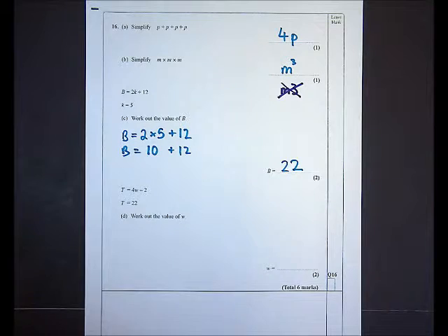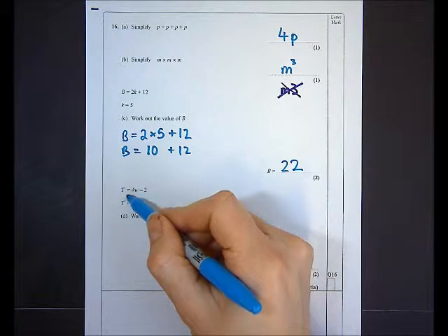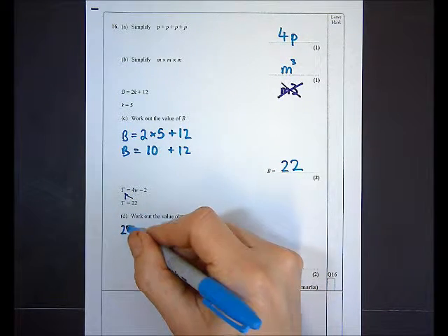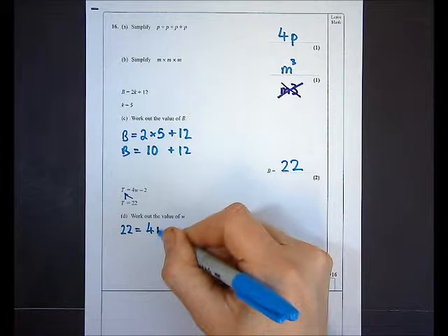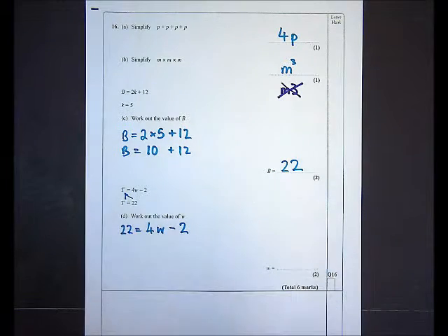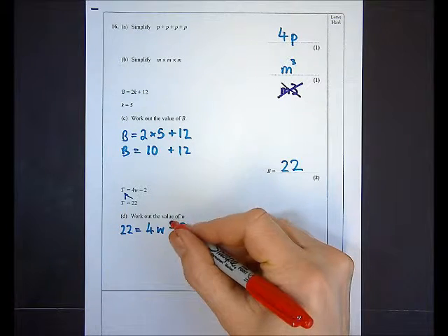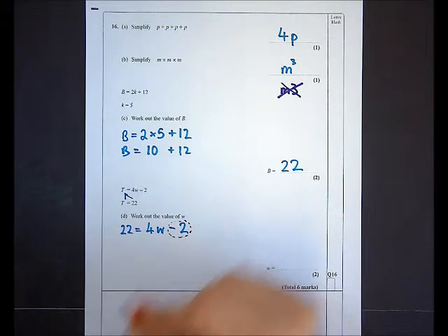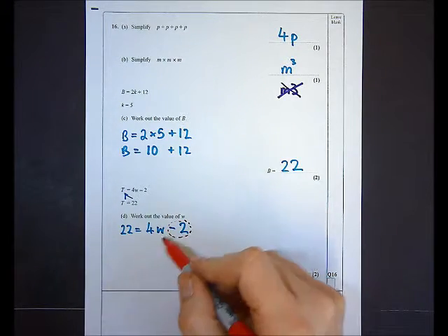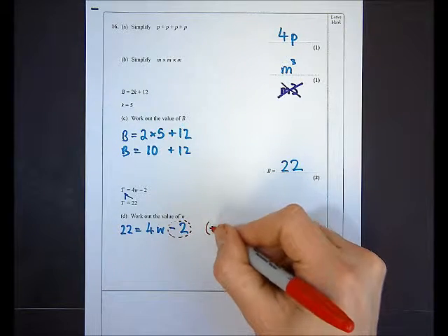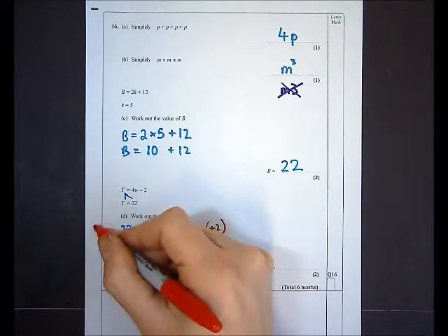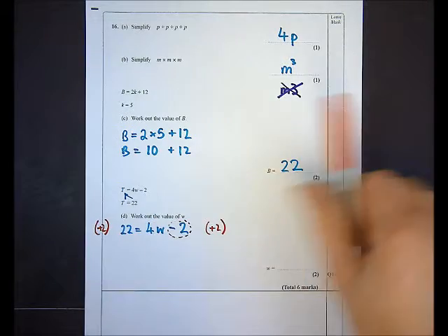Part D, I'm told that T equals 4W take away 2, but this time I'm told that T equals 22, so I'm going to substitute that value of T in there. So 22 equals 4 lots of W take away 2. And I've now got an equation I need to solve. So the first thing I'm going to do is get rid of this take away 2, because I just want to know what 4W is, not 4W take away 2. So I'm going to add 2 to this side. And to make sure it balances, I'm going to add 2 to this side as well.